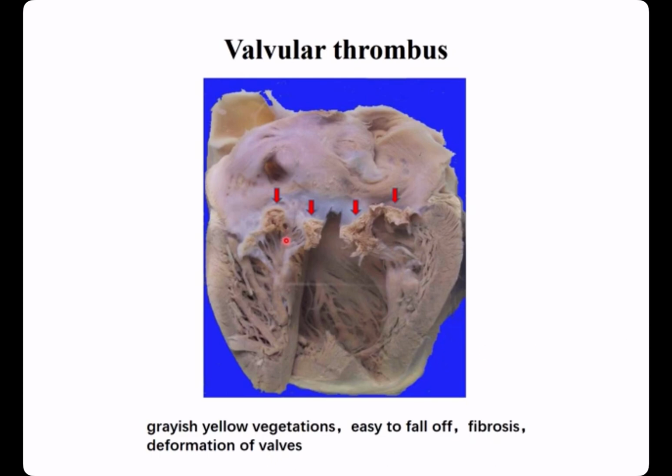This is the mitral valve. The valve is damaged. There are several grayish yellow vegetations on it. The vegetations include platelets, fibrin, leukocytes, bacterial masses, and necrotic tissue. These vegetations are fragile and easy to fall off and reach other places, leading to embolism, infarction, and other consequences. As time goes by, at the bottom and edge of the vegetations, granulation tissue grows up and leads to organization, fibrous connective tissue formed, finally leading to deformation of the valve.